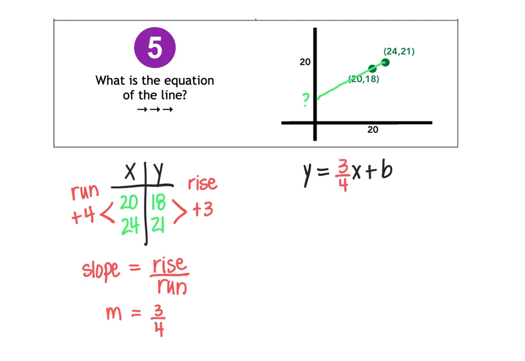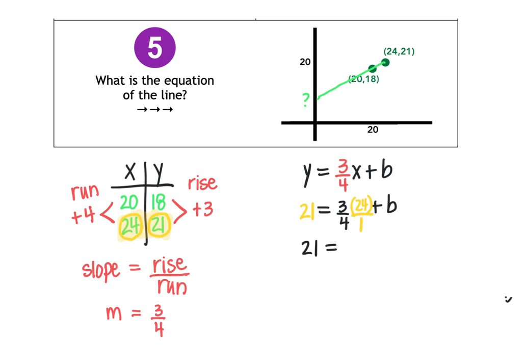We can sub in one of our points. Let's use the second point. So the 24 will go in the place of the x in our equation, and the 21 will go in the place of the y in our equation. This means we'll have 21 equals 3 over 4 times 24, which we can make 24 over 1.